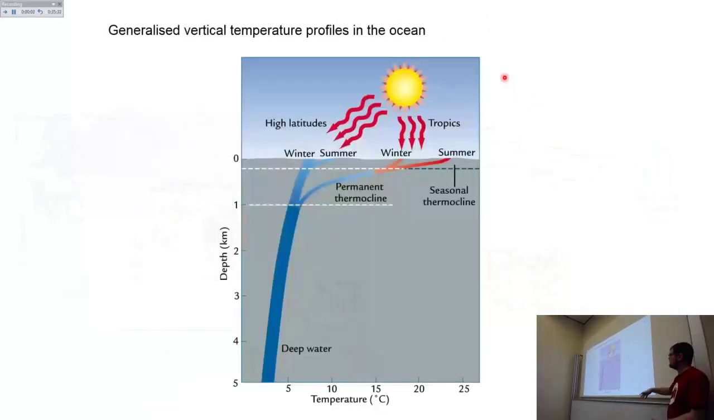If you look at a profile down through the ocean, from the surface of the ocean down to the very bottom, and plot a graph of temperature, you can see that the temperature of the surface ocean is much warmer than the bottom of the ocean, which means that we have this layer of water that's buoyant that isolates the deep ocean from the atmosphere. It also means that it moves around slightly separately.